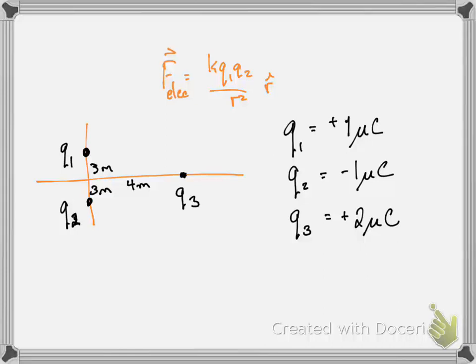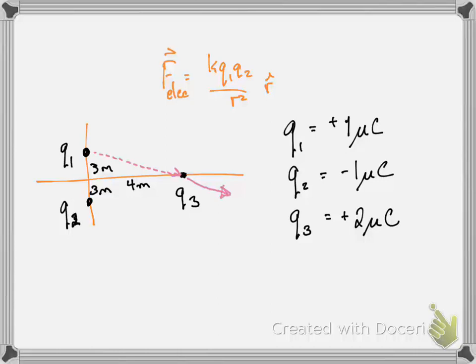So what we want to know is what is the net force on Q3 due to the electric force of Q1 and Q2. So the first thing we want to do is draw in the force of Q1 on Q3. Q1 and Q3 are both positive charges, so we'll draw in the radius vector. This is the radius vector, and the force is therefore repulsive.